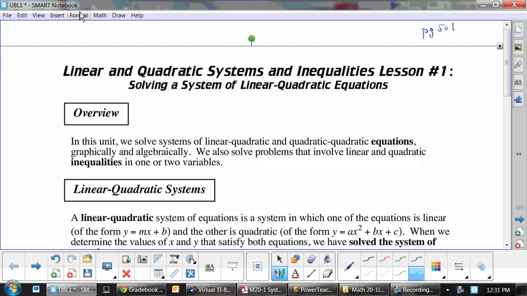Okay, so today we are doing linear and quadratic systems and inequalities. So today is all about solving systems of linear and quadratic equations.